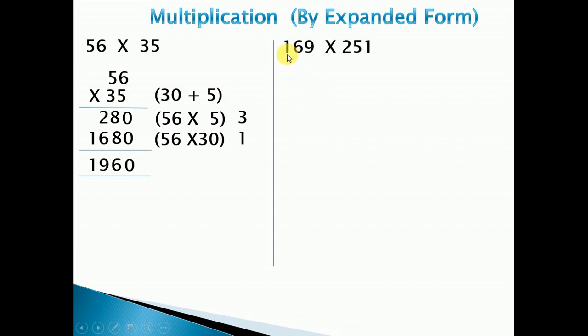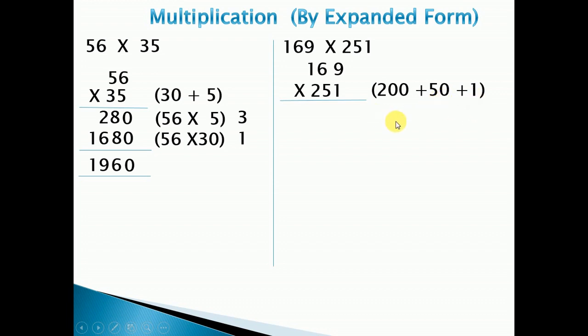Now we take 3 digit numbers for multiplication. Numbers are 169 and 251. We multiply 169 into 251. 169 is the multiplicand and 251 is the multiplier. Now we expand the multiplier. 200 plus 50 plus 1.